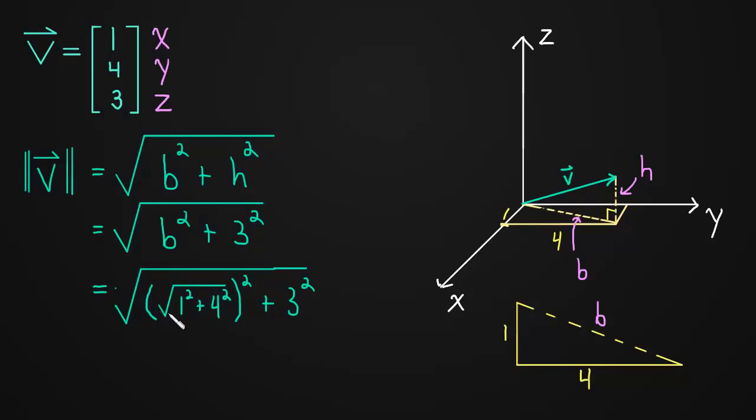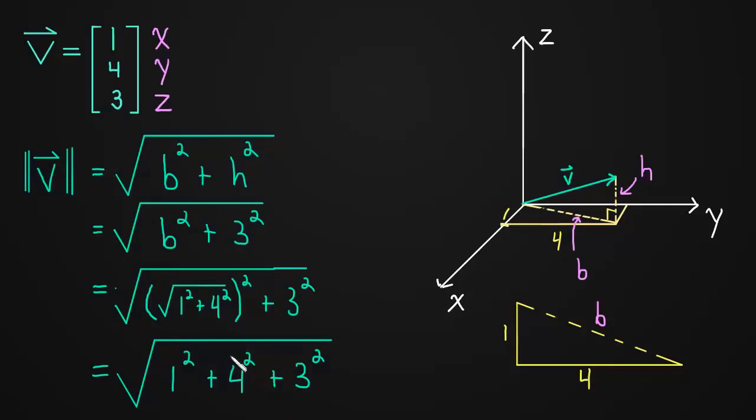Well, something really nice just happened. Look, we have a square root being squared. And so that square root just simply goes away. So this whole thing simplifies to the square root of 1 squared plus 4 squared, because that square root went away, plus 3 squared. Now compare that to the components of V. You'll see that the length of V is simply the square root of the sum of the squares of the components. That's kind of a lot of words to say all at once. But we just take each component, we square it, we add them together, and we take the square root.